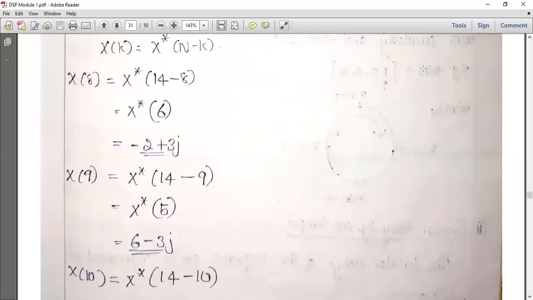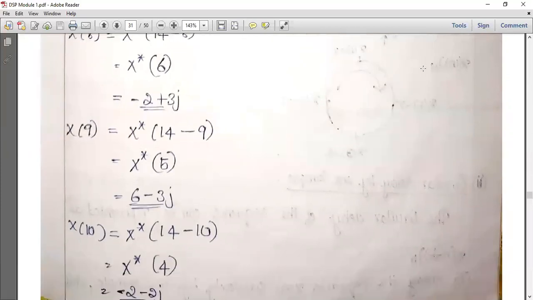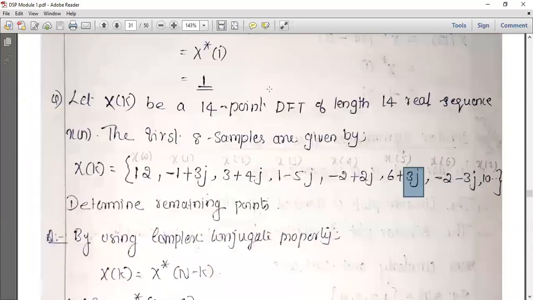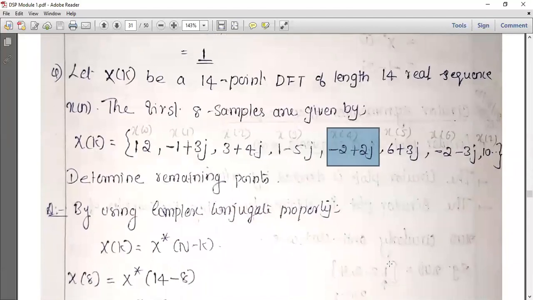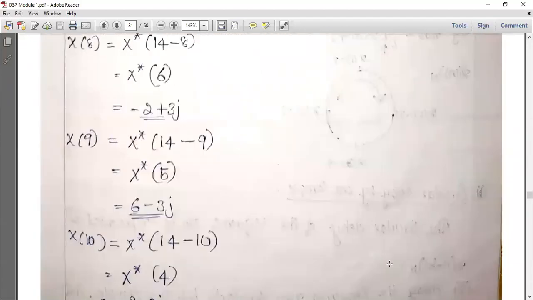So 6 minus 3j. The next is x of 10, that is equal to x conjugate of 14 minus 10, that is equal to x conjugate of 4. Then we have x of 4 is equal to minus 2 plus 2j. So when we change the plus to minus, what do we get? The conjugate is minus 2 minus 2j.